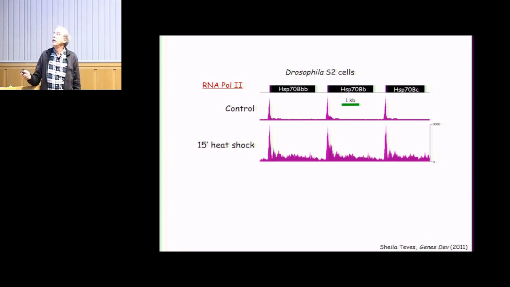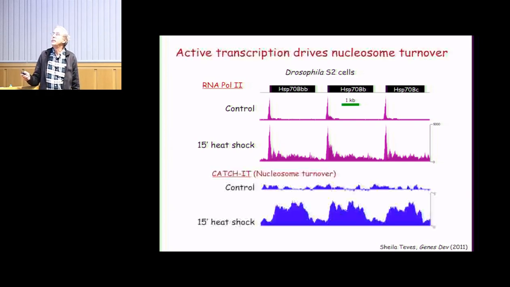And if we look at turnover, the gene bodies now show a dramatic increase in turnover. So indeed, this implies that active transcription drives nucleosome turnover. But we want to learn more about this. What is it about transcription that is responsible for the turnover? And our attention fell on torsion.